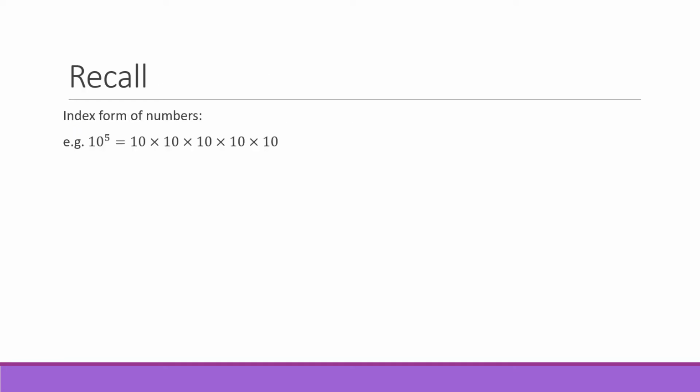Right, big thing to remember from previous lessons is our index laws. In particular, our addition law, but also our negative power law too. So 10 to the 5 is 10 times 10 times 10 times 10 times 10, 5 tens multiplied together. And if we have 10 to the negative 5, that's 1 divided by 10 to the 5.